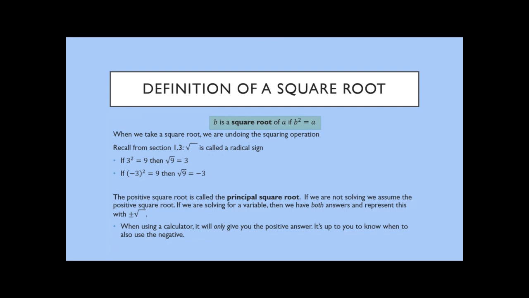So it really is up to you to know when you need to use both. The key is if you're solving and you're taking a square root, you need both. If you're not solving, you're not looking for a variable, then you don't. So that's the difference there.